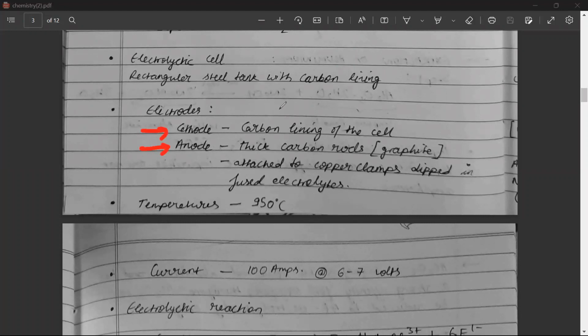Now the cathode consists of the carbon lining of the cell, and the anode consists of thick carbon rods, which are mostly graphite, attached to copper clamps dipped in fused electrolytes, and the reaction temperature is 950 degrees Celsius. The current is 100 amperes, at 6 to 7 volts. So this is the current and this is the voltage at which the reaction takes place.